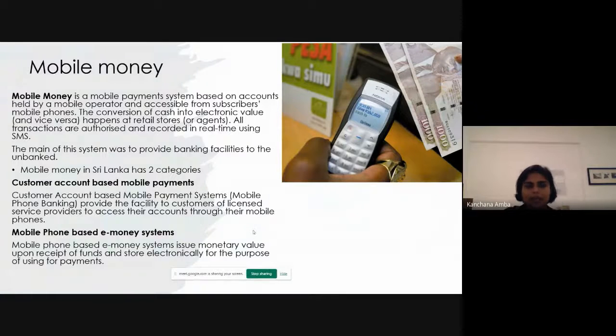Now we go to mobile money. Before we go to more advanced ways, mobile money is a mobile payment based system on accounts held by a mobile operator. So now we are looking at actors in the payment ecosystem who are not banks. And they can access the funds from the customer's mobile phone. So it goes as mobile money or e-money, and you can collect it at the retail store. Now, I put this picture, this is from, I think, probably M-Pesa.